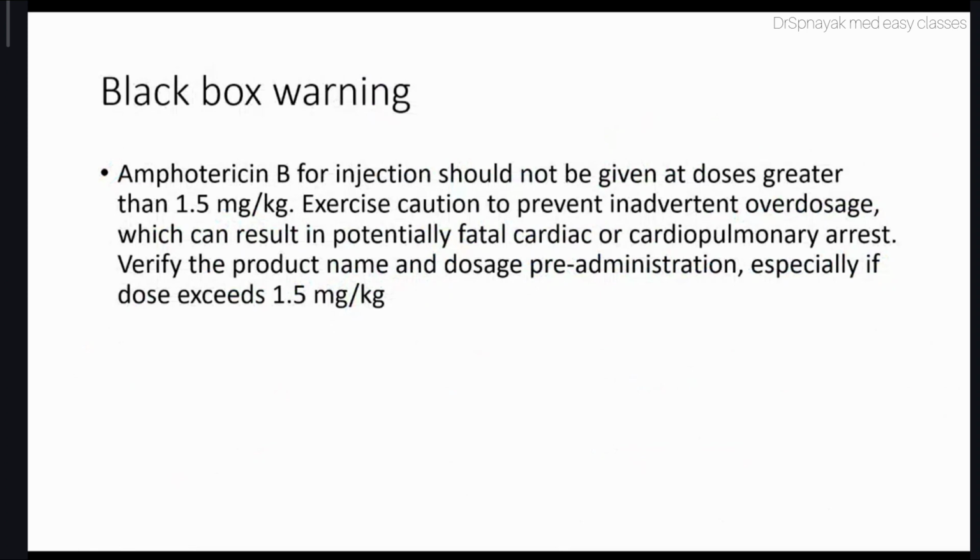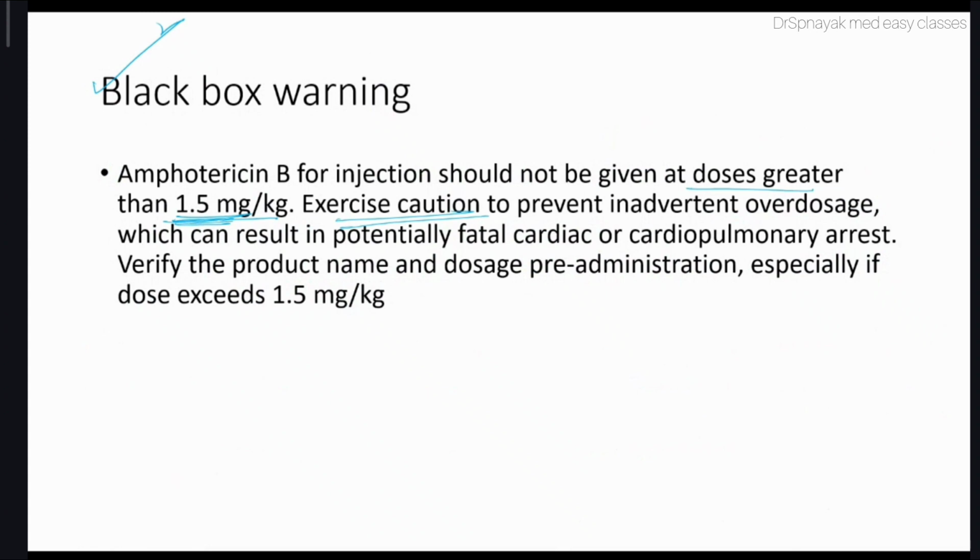Whenever we buy amphotericin B IV solution, we have a certain black box warning. What is this black box warning? That the dose of amphotericin B should not be greater than 1.5 mg per kg, otherwise it may lead to toxic effects.